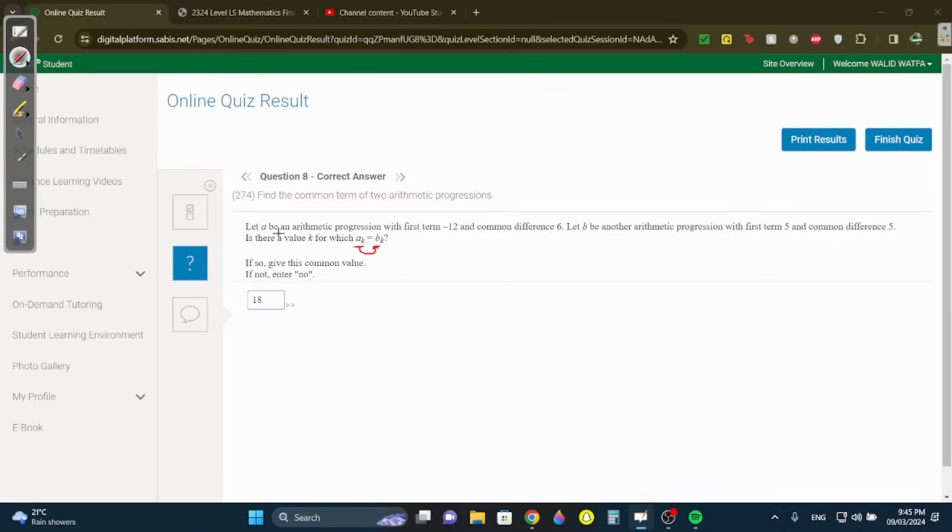Let's look at sequence A. The first term is minus 12, and the common difference is 6. We know already that an equals 6n plus b. We don't know what this b is, but we know that the first term is minus 12. So what can you say? Minus 12 is a1, the first term, so minus 12 equals 6 times n, which is 1, because we're still talking about the first term, plus b. How would you find b? You take 6 to the other side.